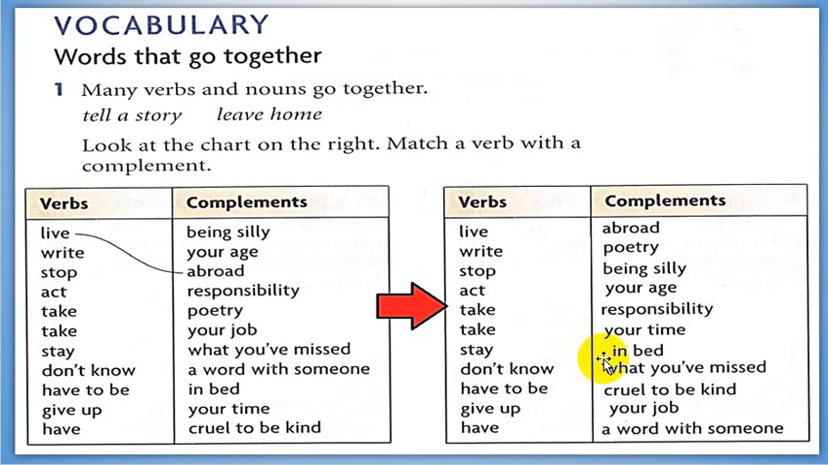stay in bed. okay. don't know what you've missed. ايضا هذه تعابير، هي تعابير دارجة للنيتيف English speaker. حتى نكون fluent ومتمكنين من اللغة يجب استخدام هذه التعابير كما يستخدمها متحدث اللغة الأم. okay. don't know what you've missed. have to be cruel to be kind. طبعا هذا مثل have to be cruel to be kind، يجب أن تكون cruel اللي هو قاسي، to be kind حتى كي تكون، يجب أن تكون قاسيا كي تكون حنونا.